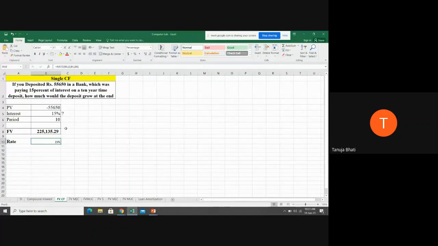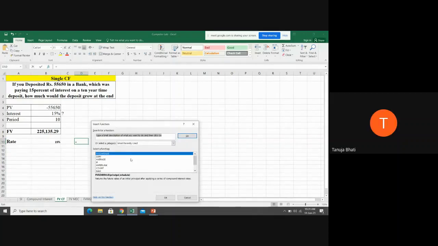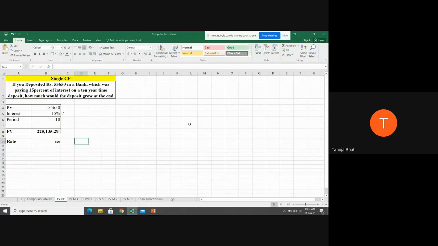This is just in case the interest rate was not given and the rest of the information was given. How would you find out the rate of interest using the Excel function? Is this particular problem clear, students? Yes, ma'am.